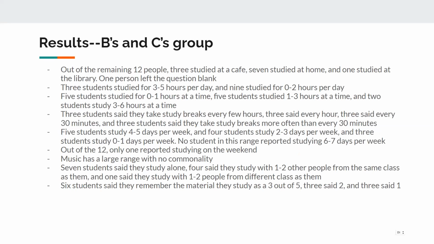And the B's and C's group, out of the remaining 12 people of the survey, 3 students studied at a cafe, 7 studied at home, and 1 studied at the library, and 1 person left the question blank. 3 students studied for 3 to 5 hours per day, and 9 said that they studied for 0 to 2 hours per day. 5 students studied for 0 to 1 hour at a time. 5 students studied for 1 to 3 hours at a time, and 2 studied for 3 to 6 hours at a time.